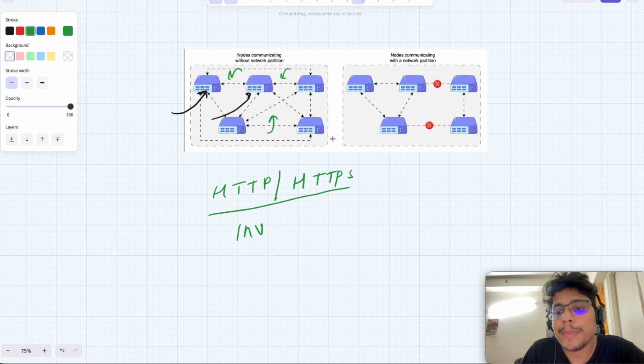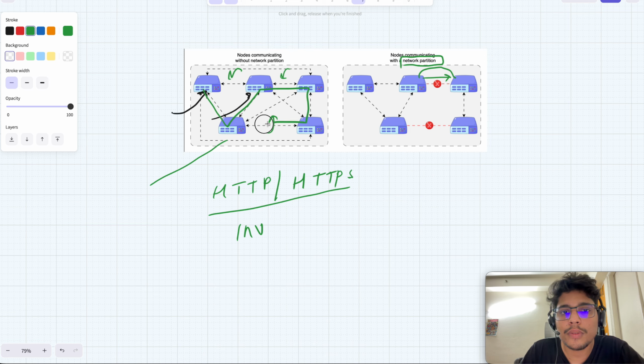So suppose something happened between these two servers and they are not able to communicate with each other. This condition, in which two servers are not able to communicate with each other properly, is called network partition. Suppose in this case we have five servers, a total of 5 servers which are communicating with each other.